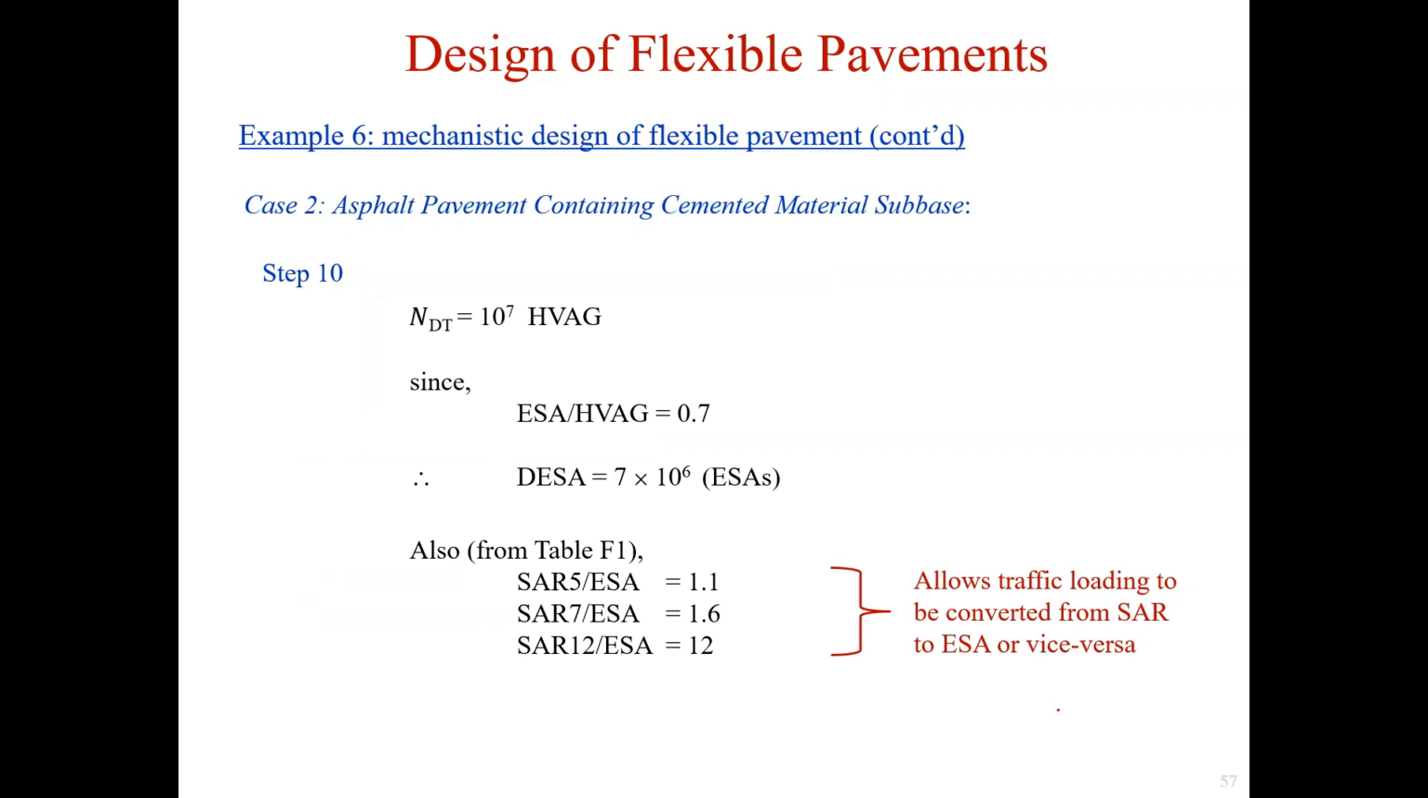Step 10 is to determine the design number of standard axle repetitions SAR for each relevant distress mode. For the given condition of NDT and ESA over HVAG equal to 0.7, we could work out the DESA as 7 times 10 to the power of 6 ESAs. The following damage indices allow us to convert the traffic loading from SAR to ESA or ESA to SAR.